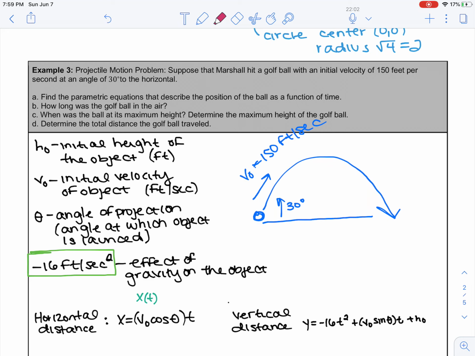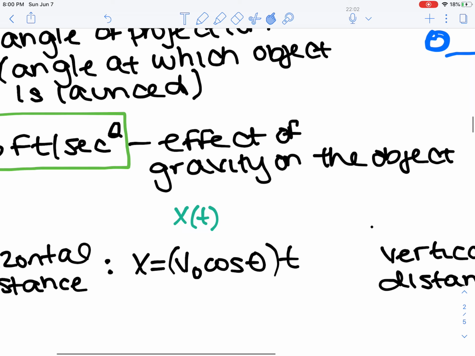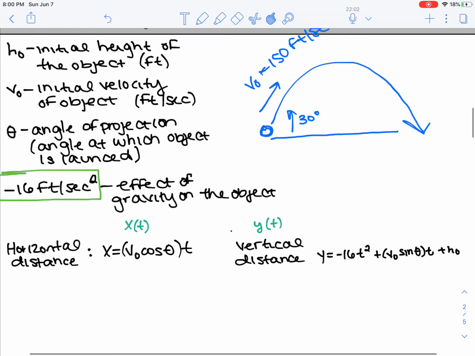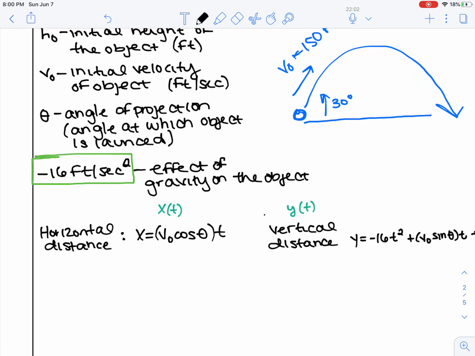Question A asks us to find the parametric equations that describe the position of the ball as a function of time. So I already made the note here above that this horizontal distance is our x of t equation, and I left off here, I didn't mean to, but this is our y of t equation, right? We're going to take the given information and fill it into these two equations in order to answer part A, in order to find the parametric equations that describe the position of the ball as a function of time. Okay, so again, we just need to go ahead and fill out these equations.